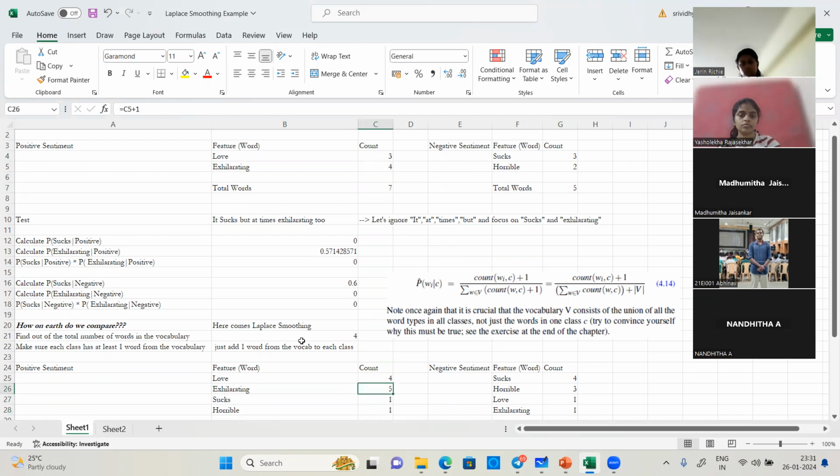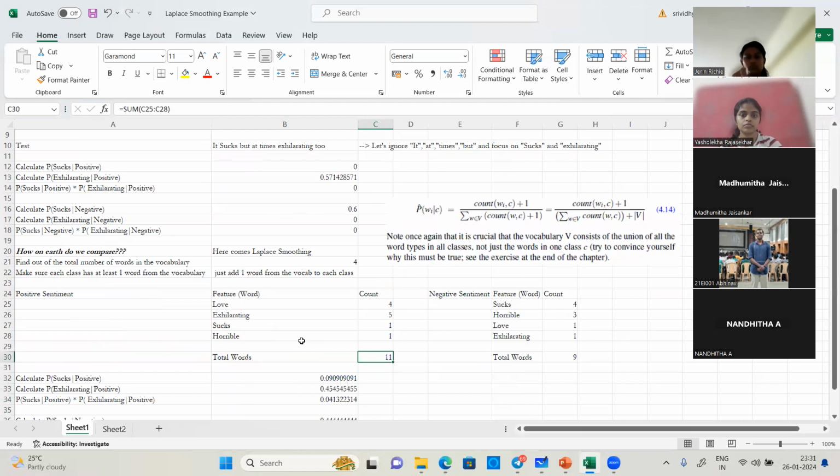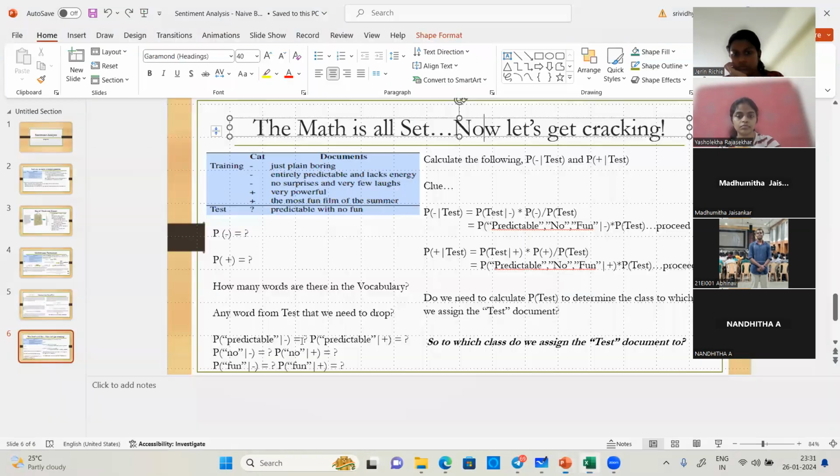And then in the denominator, the total number of words increases by the count of the vocabulary. In the example we were working with, we had 20 words in the vocabulary. In the earlier example, the vocabulary was 4, so the total number of words became 11, which is 7 plus 4. You can use a similar argument. Prior to Laplace smoothing, this was 1 by 14. There were 20 words in the vocabulary, so after Laplace smoothing, it will be 2 by 34.